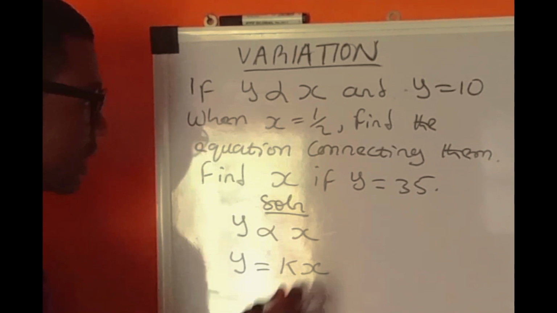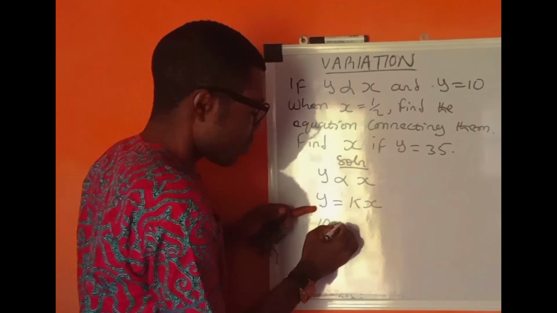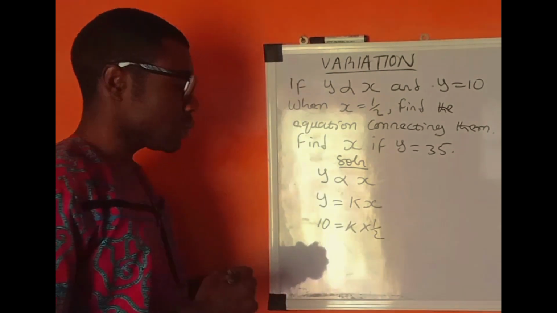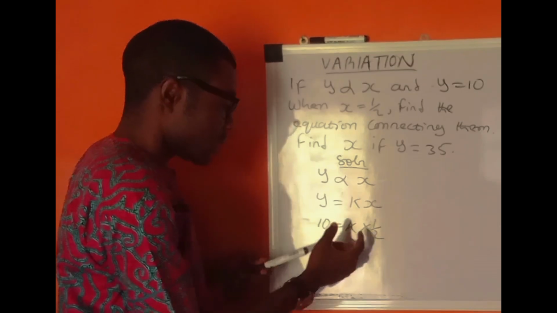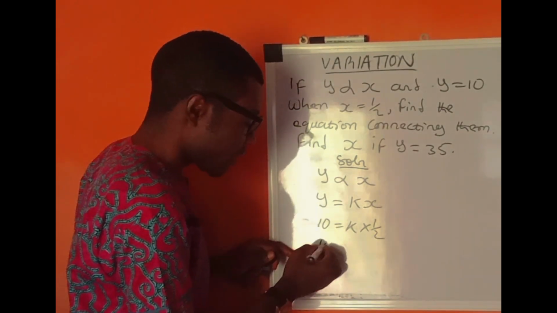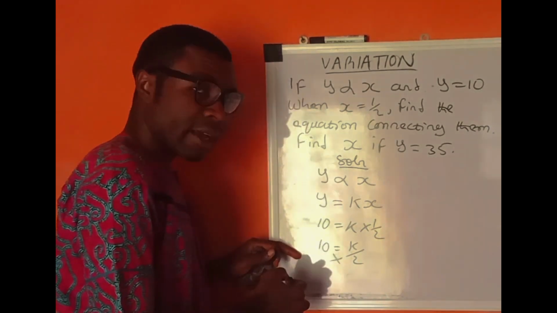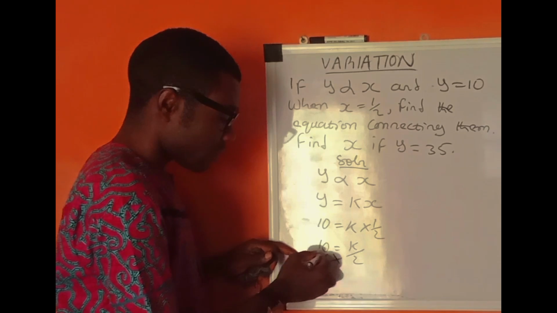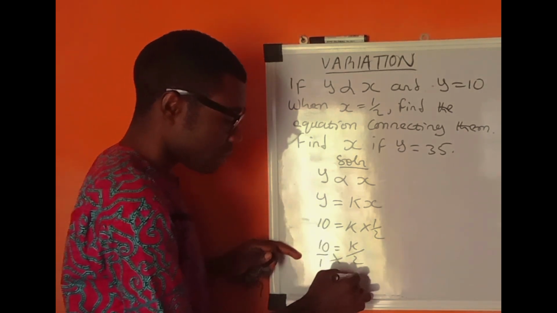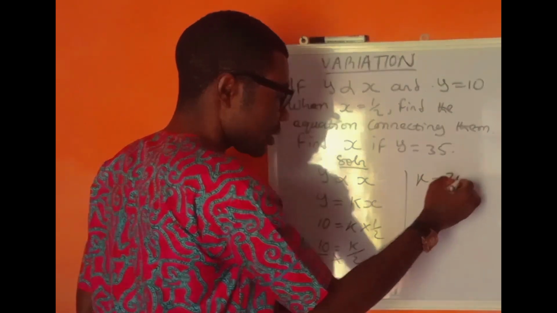That means that y is 10 equals k times x is 1/2. So this is how we solve it. Then we try to find k, the constant. And what do we have? 10 equals k times 1 is k/2, and we cross multiply. This is all over 1. k times 1 is k equals 10 times 2, and that will give us that k equals 20.